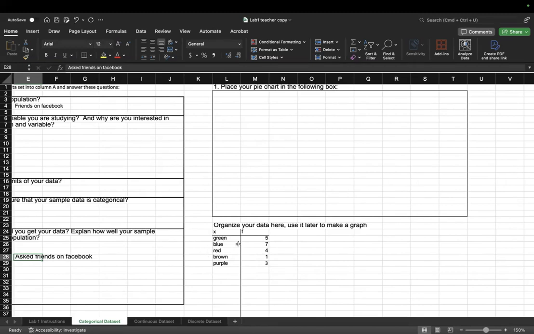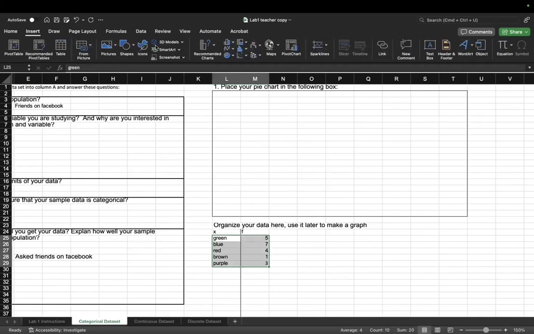So I'm going to highlight both of these columns right here. To highlight it, all I did was click on the green with my button down and drag, and I highlighted it all. So I'm highlighting both of those columns, not the X and the F, just these columns. Now I'm going to do insert.